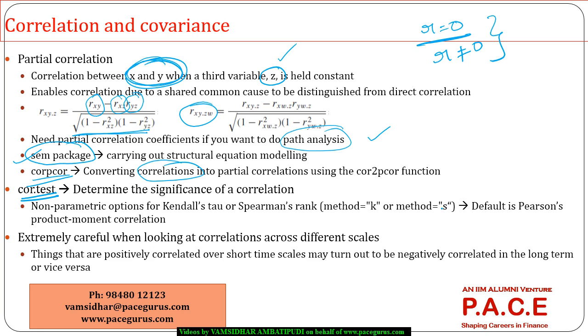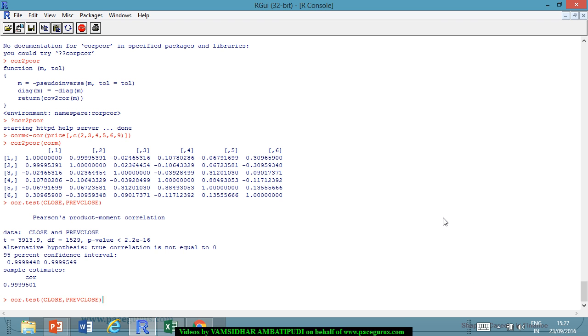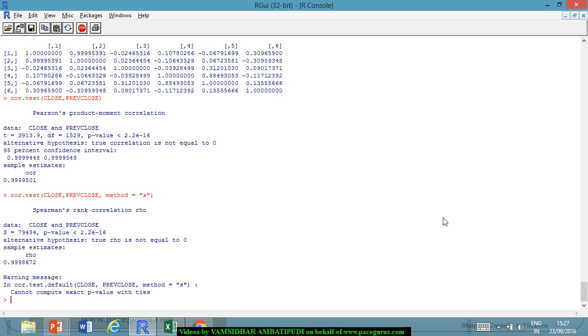So the basic default one is the Pearson's correlation, which we have computed now. But there are two other methods of correlation, the theory of them, which you can look at elsewhere. But these two are non-parametric correlation coefficients called Spearman's rank correlation or Kendall's tau. Whereas the Pearson is primarily a parametric correlation coefficient, the Spearman and Kendall's tau are non-parametric, and the way you can compute them is using this K and S as methods. So in this correlation, if I'm saying method equal to S, then it is computing the Spearman rank correlation coefficient.